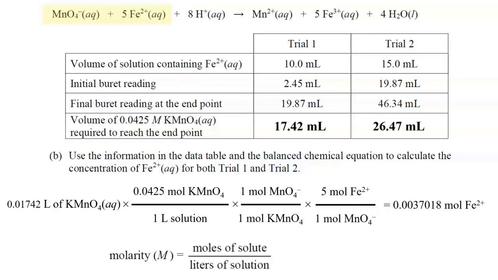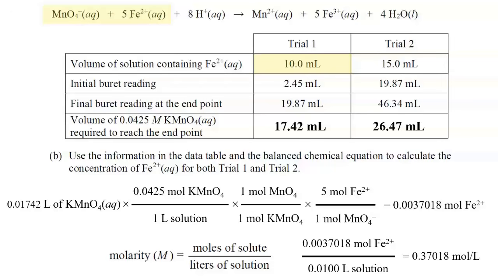They want the concentration. Concentration is moles per liter. So I have the moles. My volume of solution in trial 1 is 10.0 milliliters, or 0.0100 liters of solution. So now when I do this math of moles of iron divided by liters of solution, I get my answer for trial 1. The concentration of iron 2+ is equal to, when I round it off to 3 significant figures, 0.370 moles per liter. Now we'll go ahead and run the calculation for trial 2.